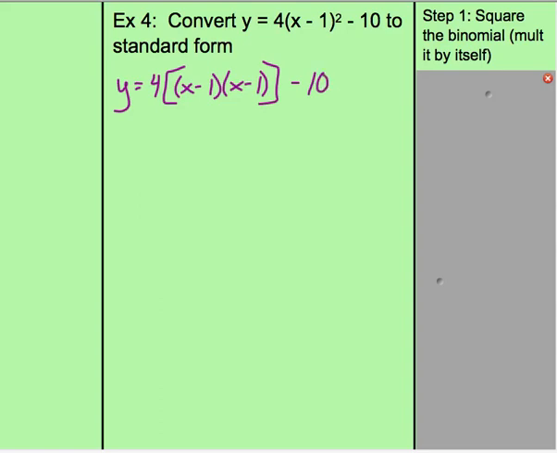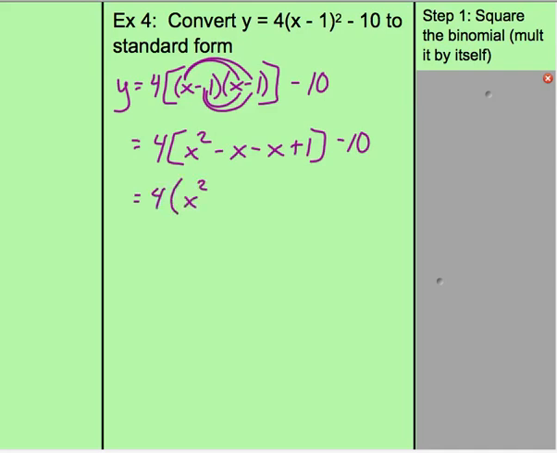And then lastly, I'll subtract the 10. So squaring my binomial, x times x is x squared, x times negative 1 is negative x, negative 1 times x is negative x, and negative 1 times negative 1 is positive 1. Now I'm going to combine my like terms inside the parentheses, and then I'll distribute the 4.